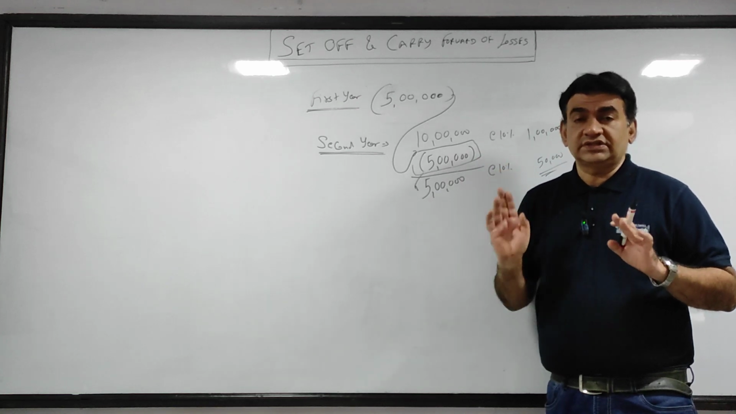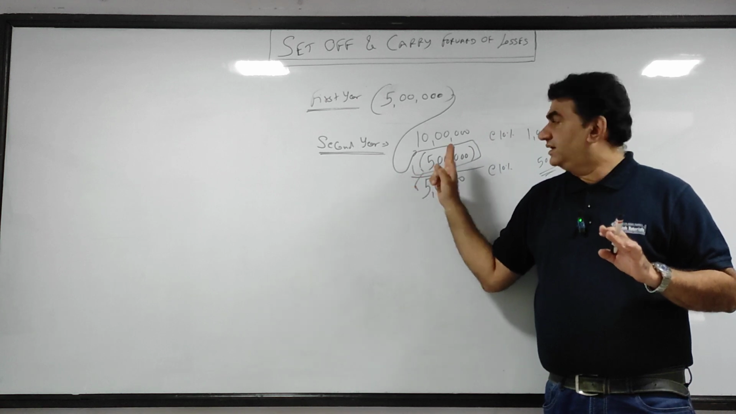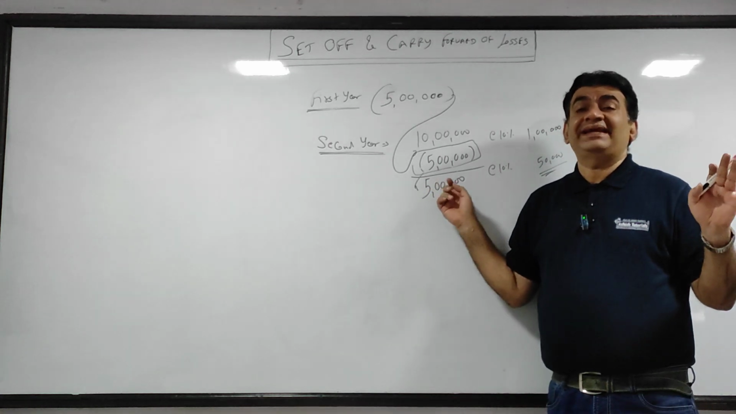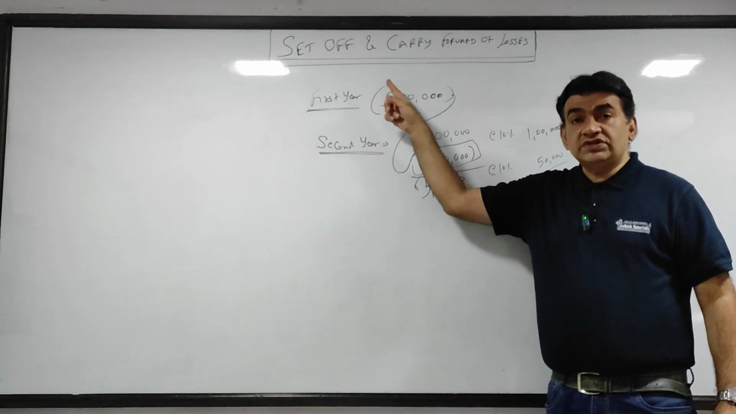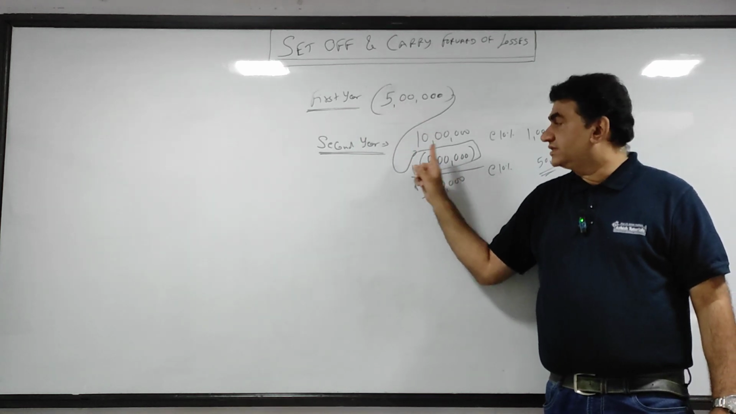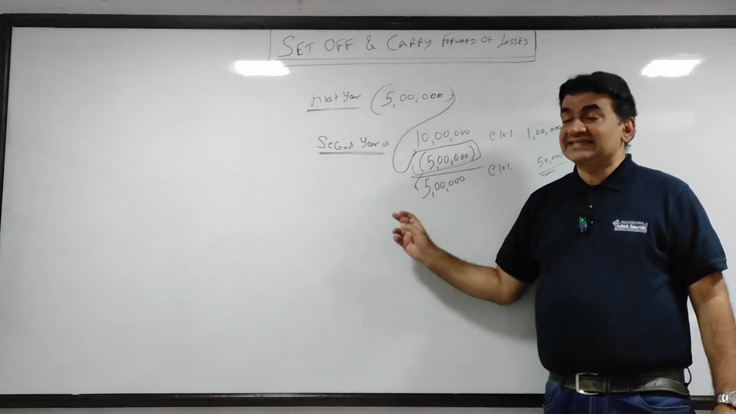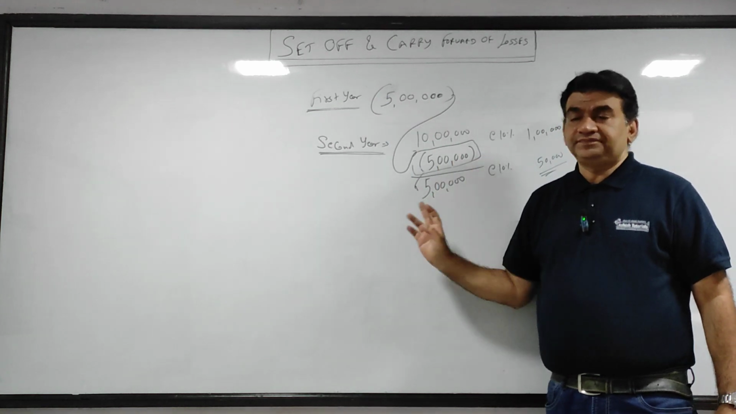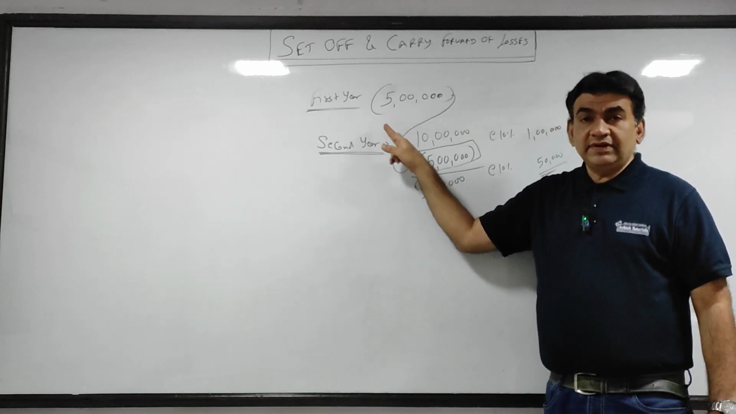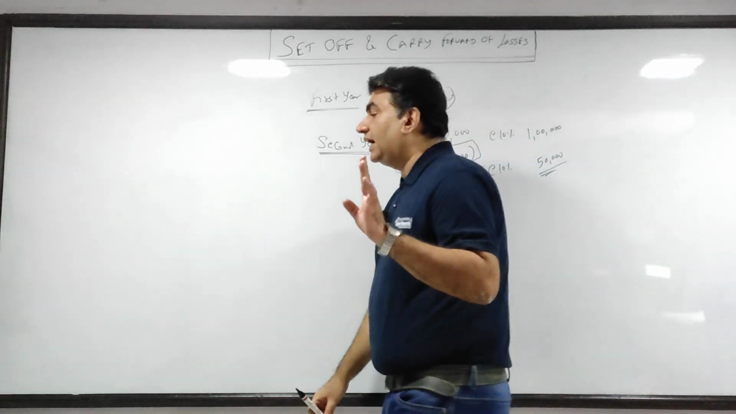So 5 lakh ka loss in the first year, 10 lakh ka profit in the second year, 10 lakh minus 5 lakh, this is 5 lakh. So this 5 lakh is now my net income. And why we use the word set off? Because this 5 lakh ka loss, I have set it off against my income of 10 lakhs. So now my net taxable income is 5 lakhs. This is set off. Now see, second part, carry forward. In this example, already I have given you carry forward ka example also. But I'll tell you in detail.